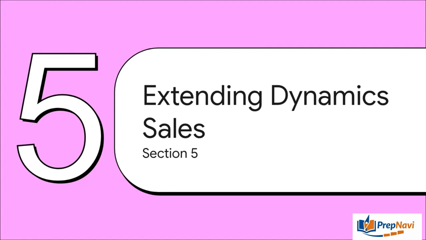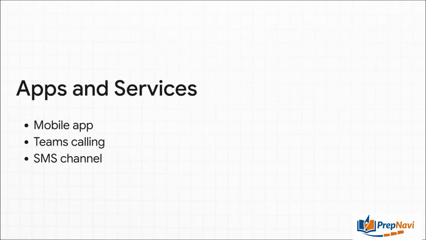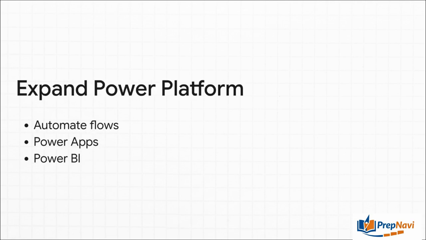Extending Dynamics 365 sales. This part makes up 10 to 15% of the exam. First off, you're going to be tested on configuring supporting communication apps and services. This means knowing exactly how to deploy and configure the sales mobile app, setting up Teams calling for integrated comms, and configuring an SMS channel. It's really all about making sure sellers can connect with buyers wherever they happen to be, using AI-enhanced tools across multiple different platforms. Let's move on and see how this builds into the broader ecosystem.